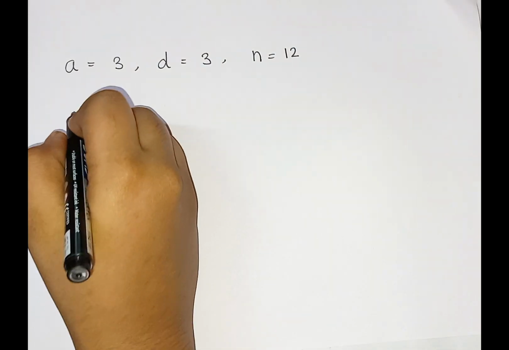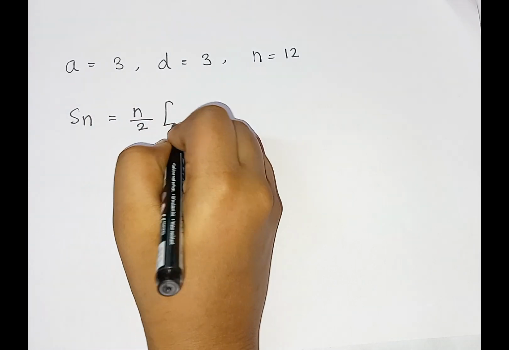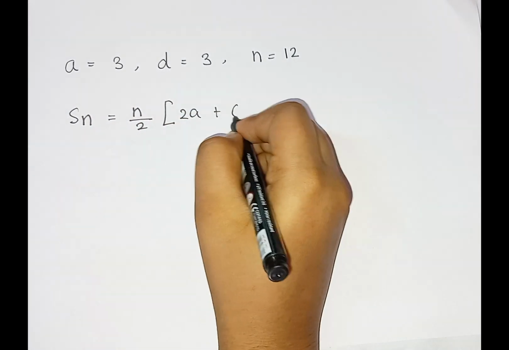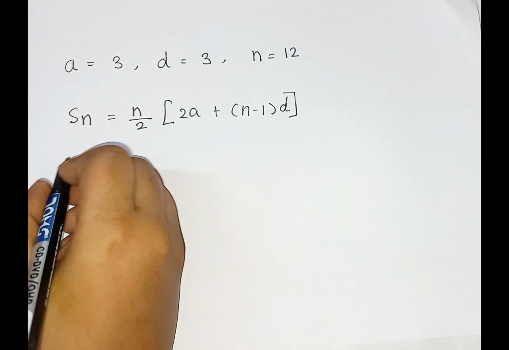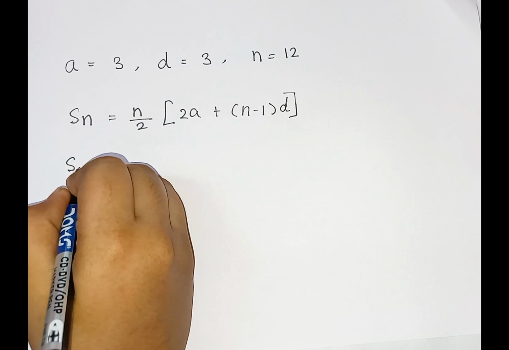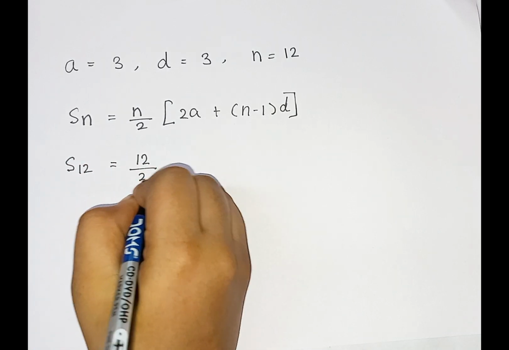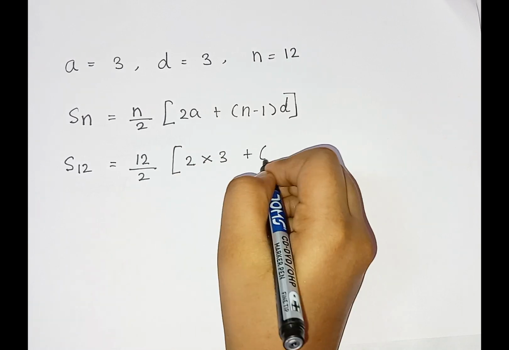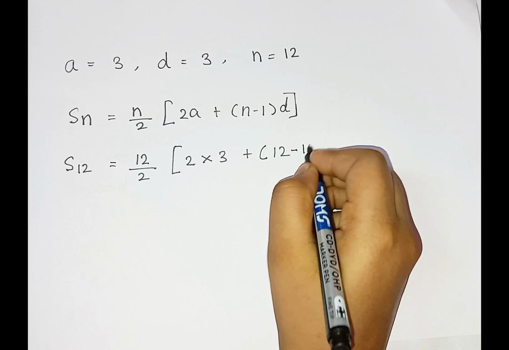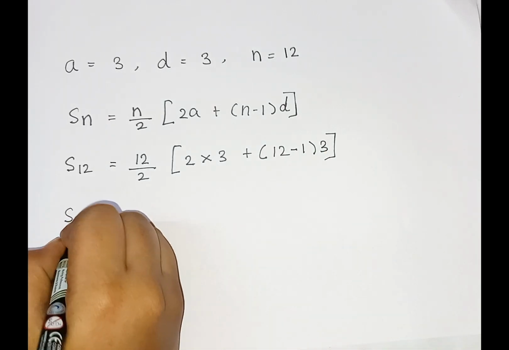Now let us apply the formula. Sn is equal to n by 2 into bracket 2a plus n minus 1 into d, close the bracket. So here the n value is 12, so 12 divided by 2, bracket 2 into a, which is 3, plus n value 12 minus 1, into d, which is 3, close the bracket.